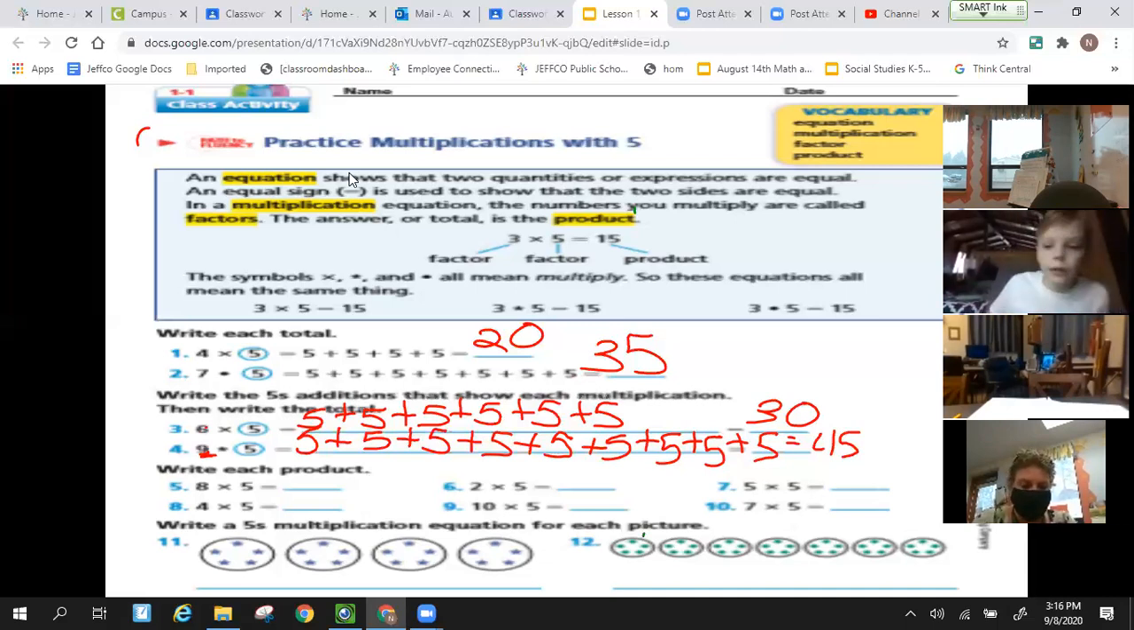So he's gonna work on numbers 11 and 12. If you are finished, work on numbers 11 and 12.